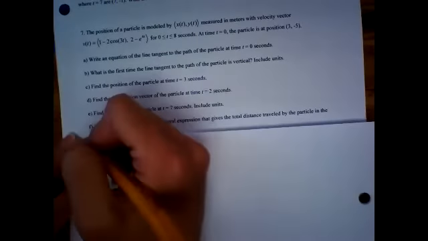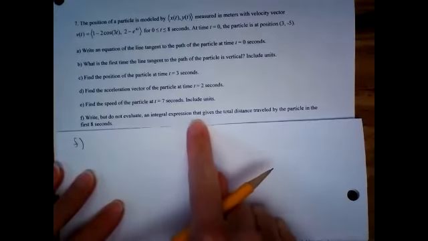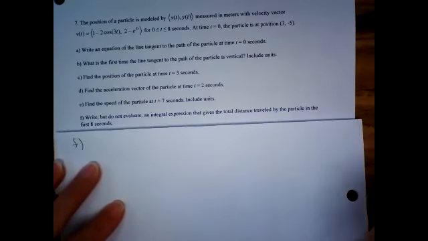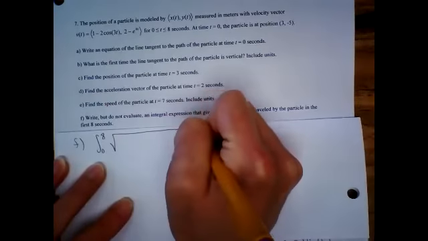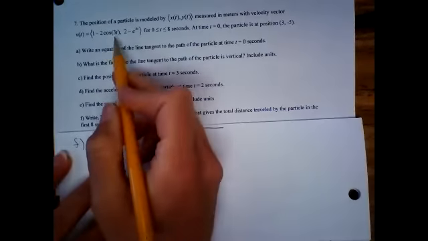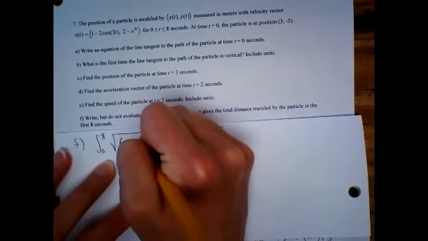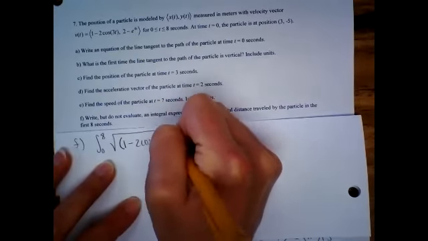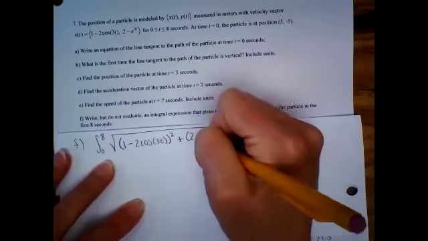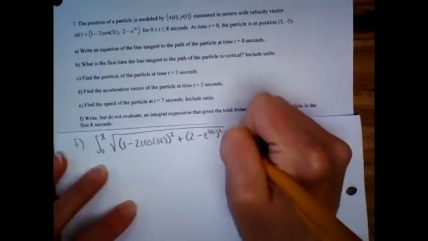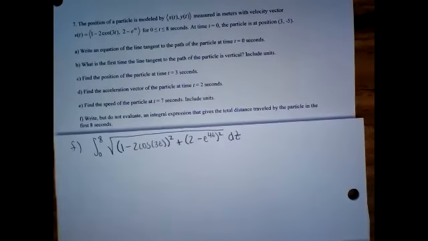All right, letter F, write but do not evaluate. I love when it says that. Write but don't actually work it out. An integral expression that gives the total distance traveled by the particle in the first 8 seconds. So it'll be integral 0 to 8. And then it's kind of what we just did in the previous problem, except we're not plugging in a number. It's just going to be this squared plus this squared underneath that square root. And then dt at the end. And you don't have to do anything to that because it said set it up, but don't evaluate it. So that's it.